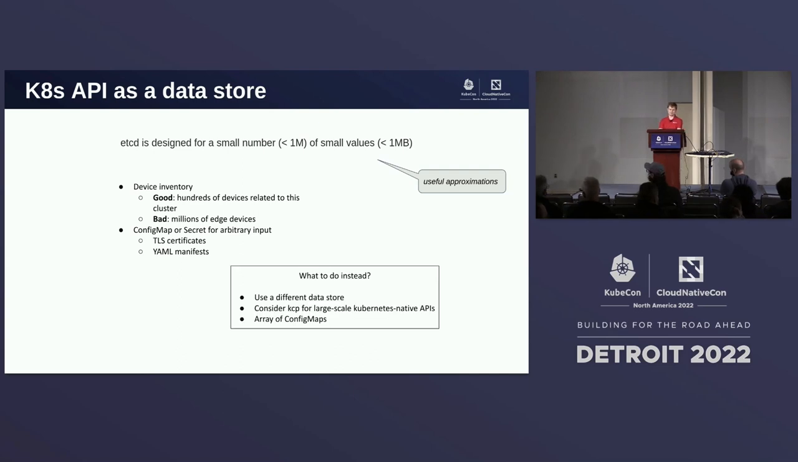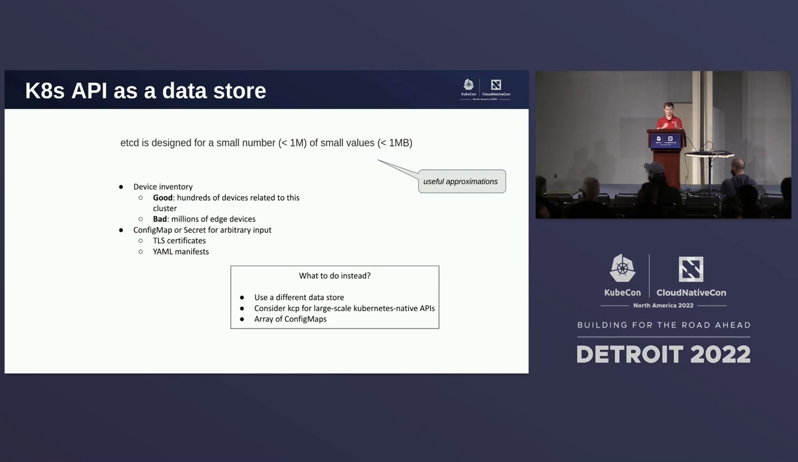What should you do instead? Use a different data store. Find a database. I love Kubernetes native APIs as much as about anybody you'll find. It's great when it's the right tool for the job, but when it's not the right tool for the job, go find another tool, and we'll all be happier for it.